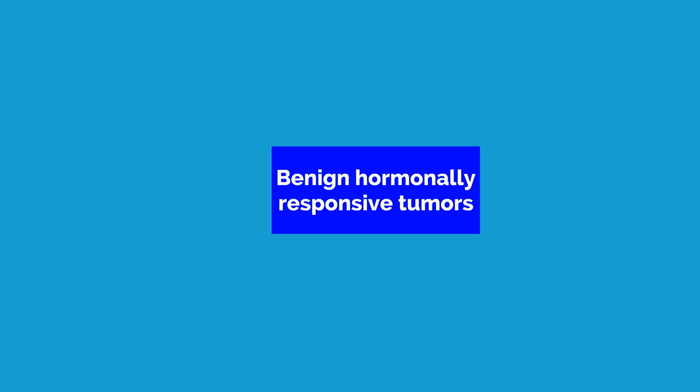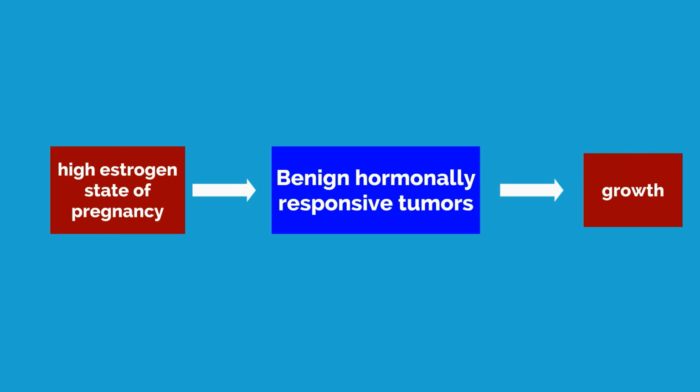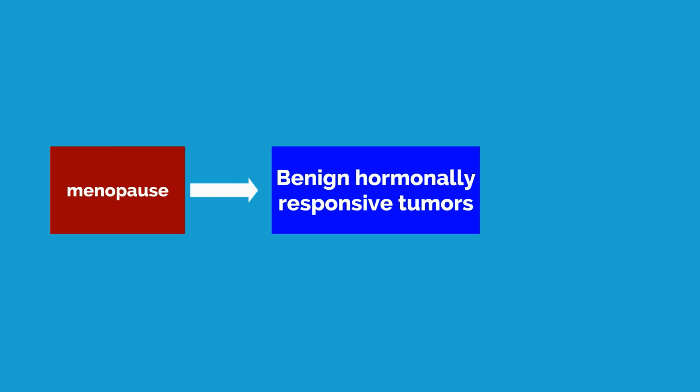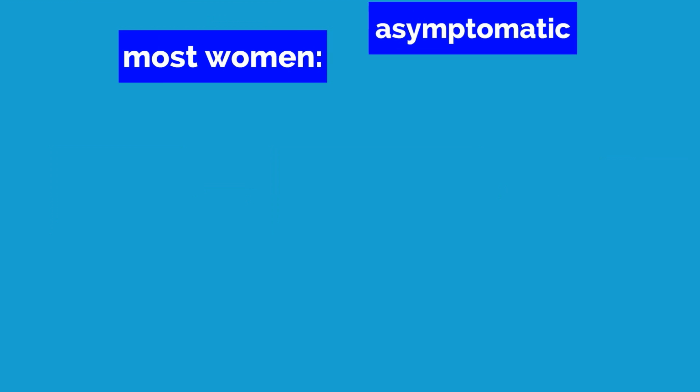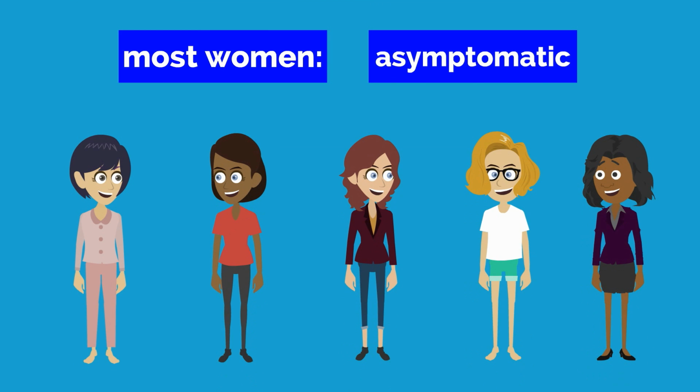They are considered benign, hormonally responsive tumors, and estrogen stimulates growth. In the high estrogen state of pregnancy, fibroids can have rapid growth. When a woman goes through menopause and is in a low estrogen state, there will be cessation of growth and even some atrophy. The important message to remember is that for most women, fibroids are asymptomatic and cause no or minimal problems. When fibroids cause symptoms, the symptoms are usually related to bleeding.